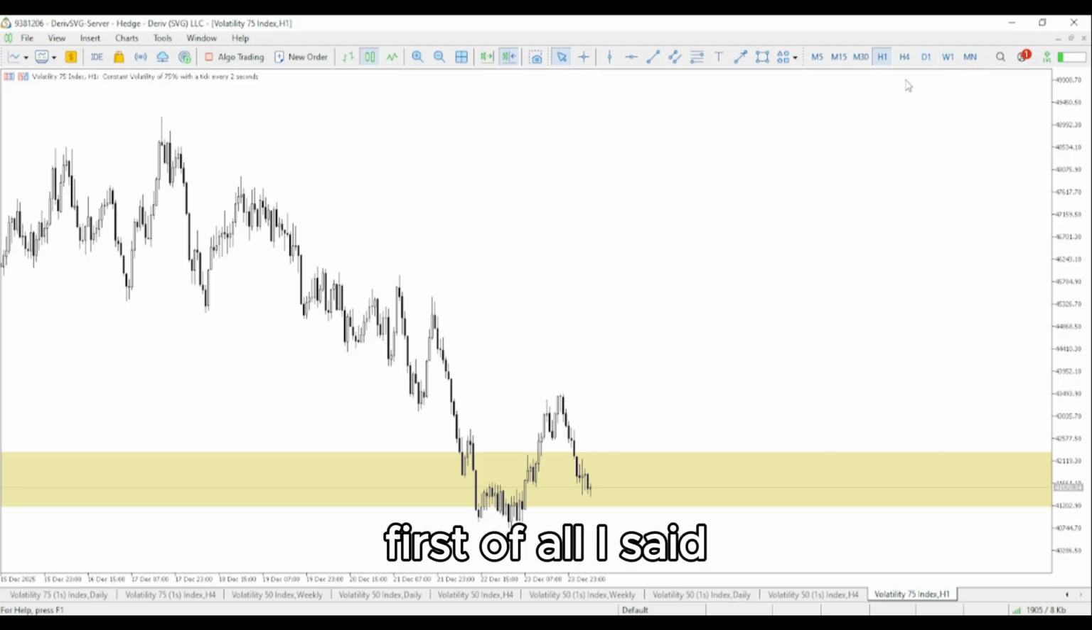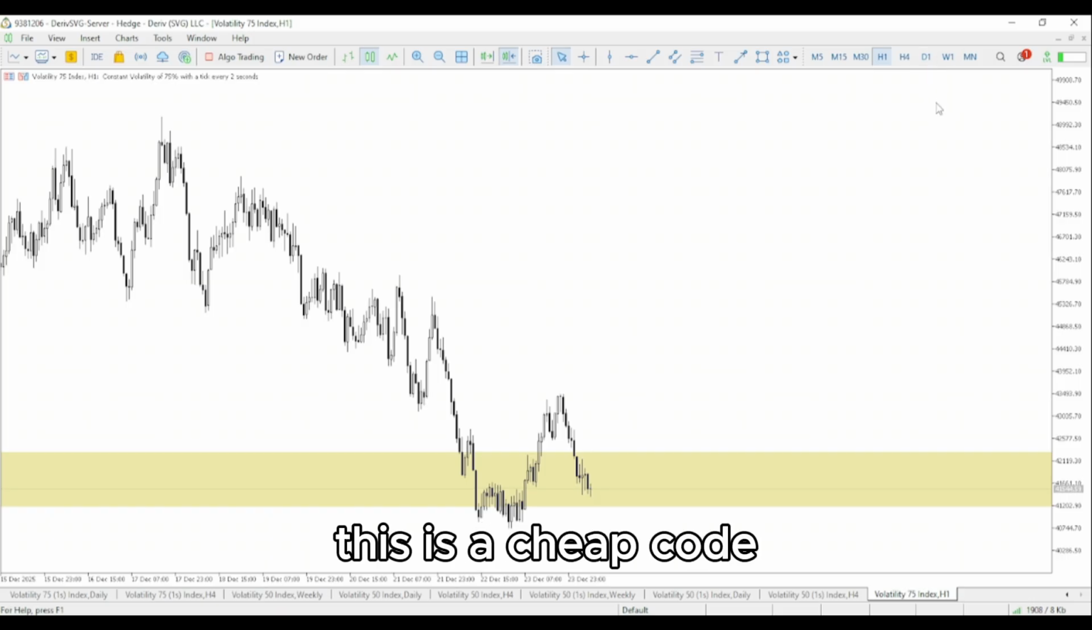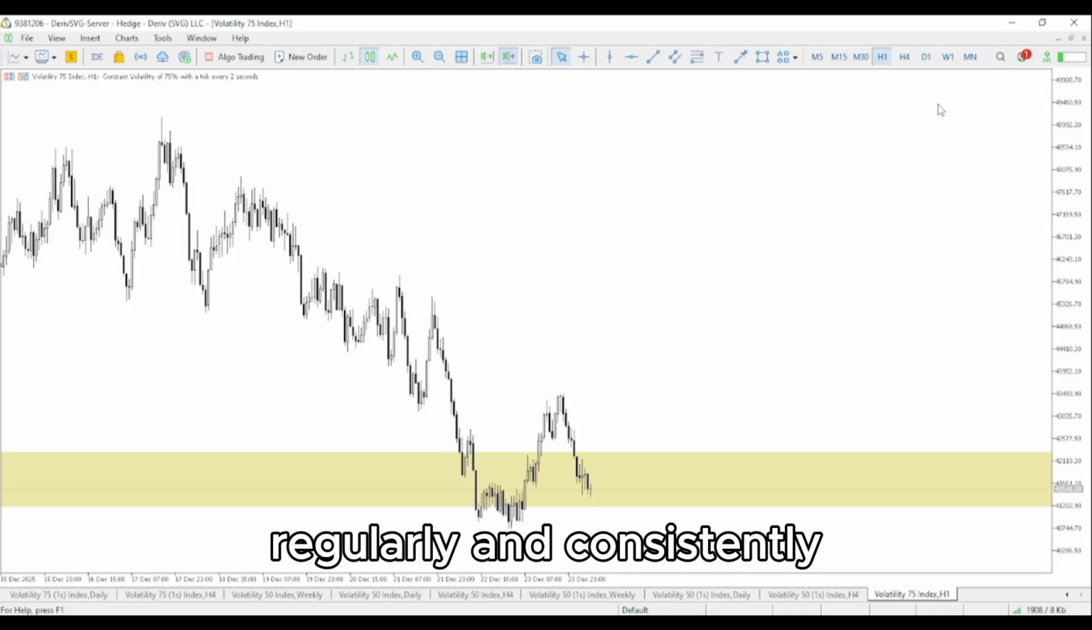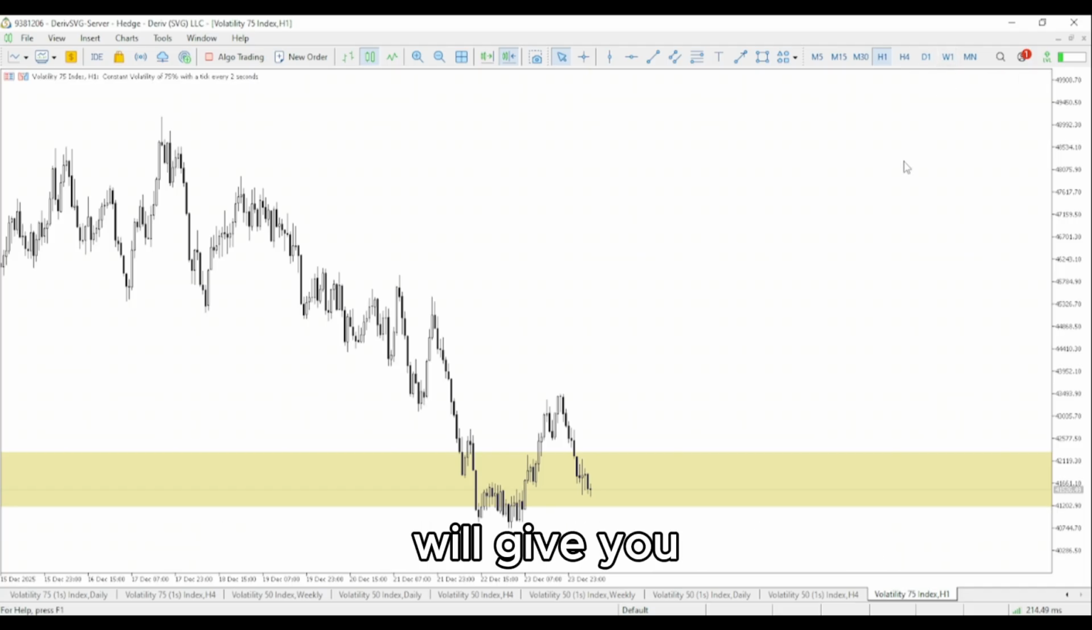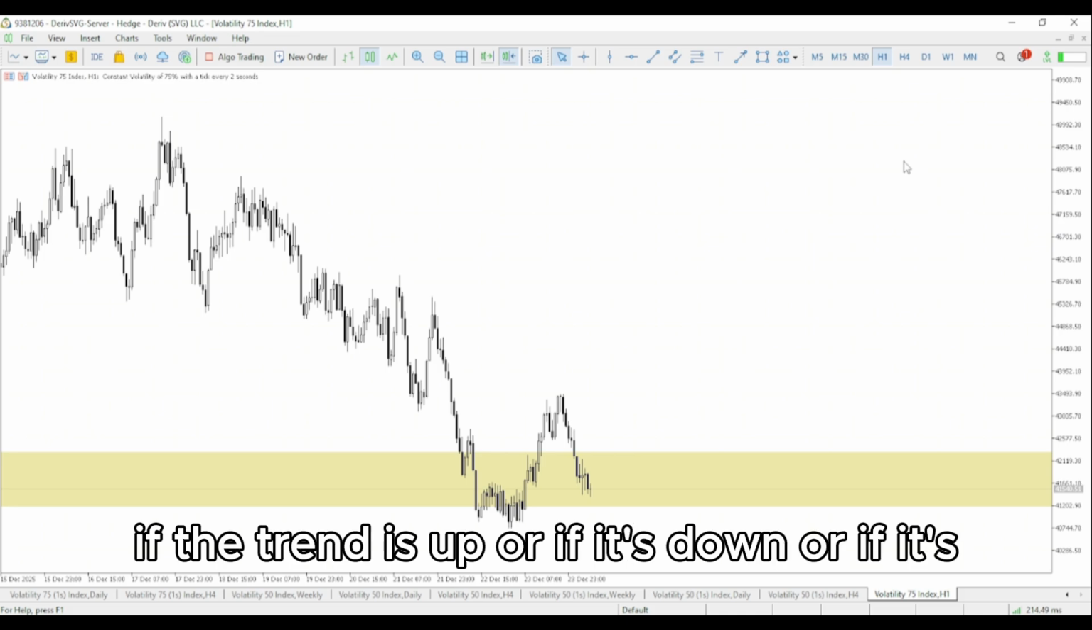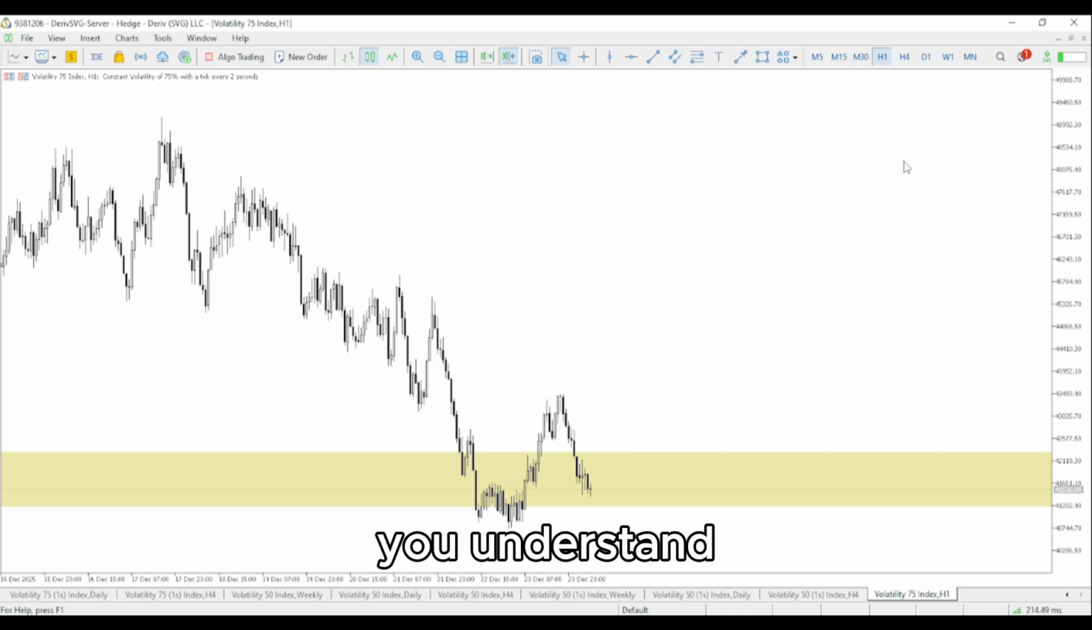Now, first of all, I said if you want to trade the 1 hour chart, look from the daily chart first. But this is a cheat code that I'm giving you, that will give you that A plus setup regularly and consistently. You understand? Look first from the weekly time frame, because the weekly time frame will give you the overall definition of the trend, whether it's up, down, ranging, or choppy. You will definitely know from the weekly.